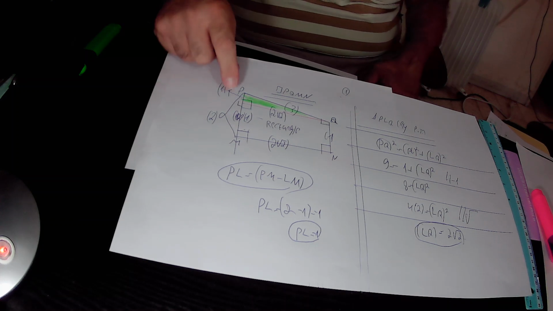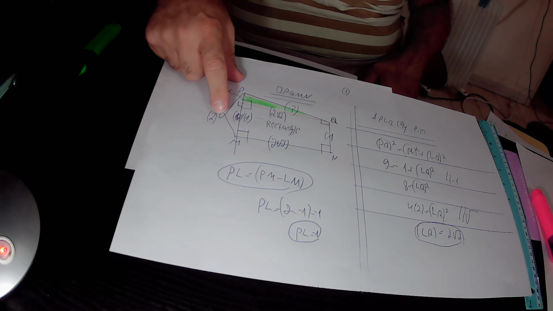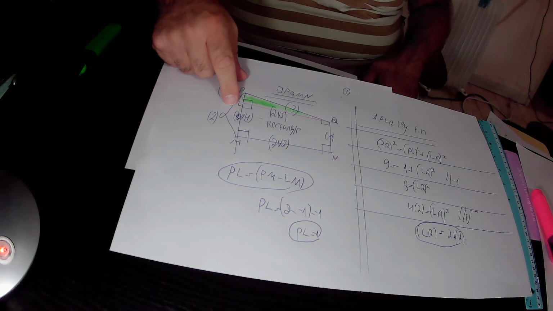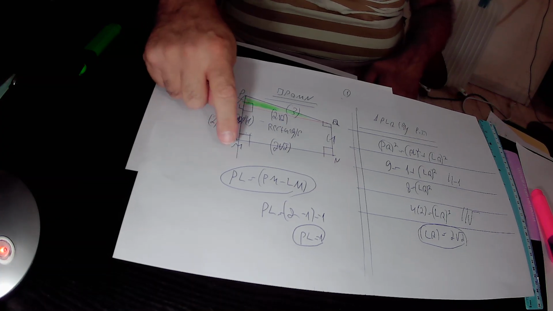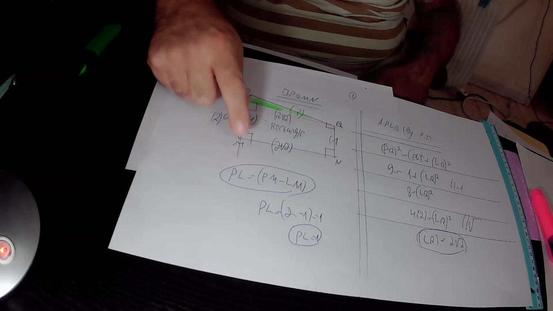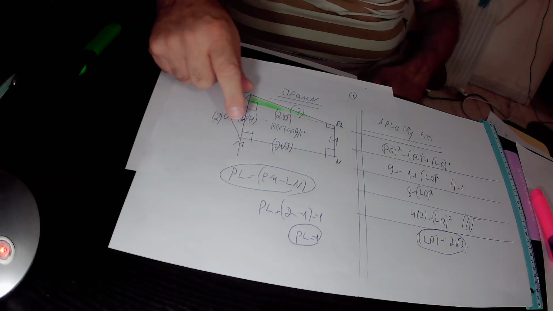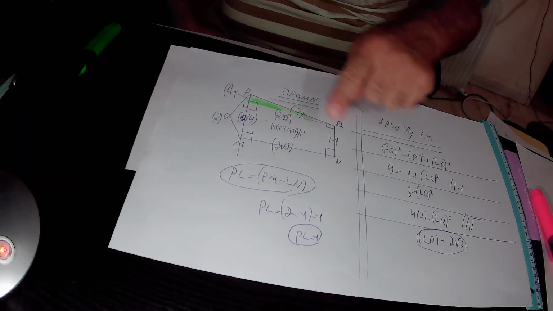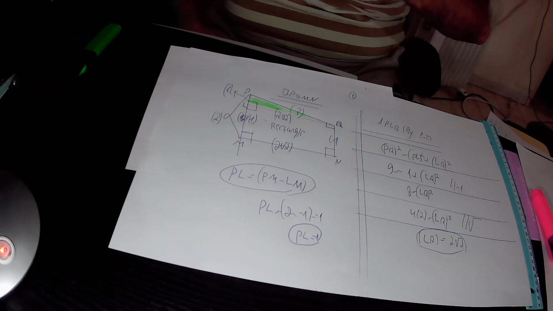What is the length of this piece, line segment LP? PL equals PM minus LM. So PL equals PM, that is 2, minus LM, that is 1. So in total, PL equals 2 minus 1, that is 1. So PL is 1 unit in its length.